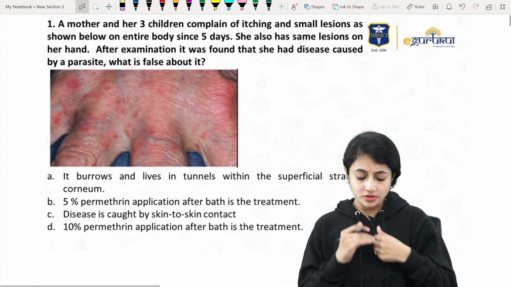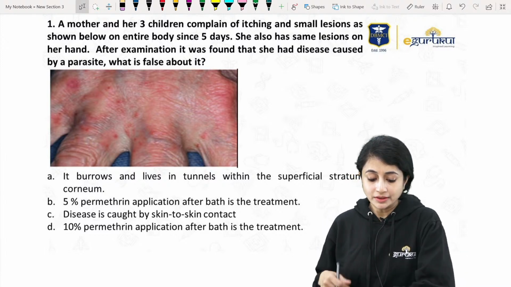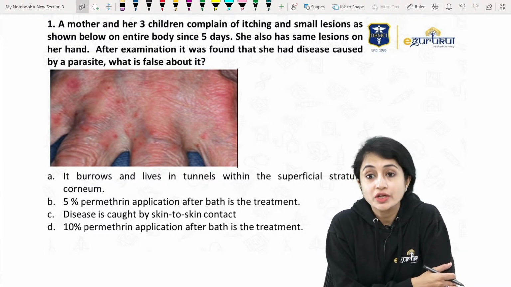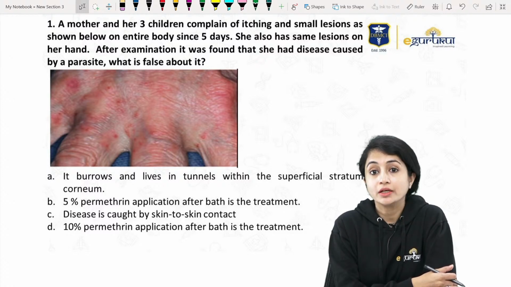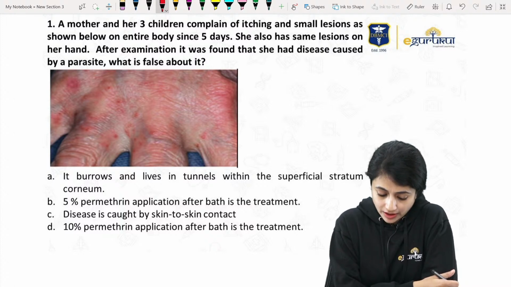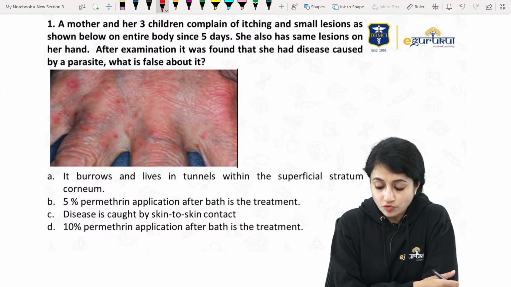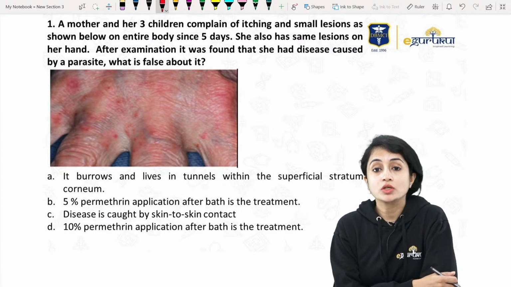So moving on to the first question. A mother and her 3 children complain of itching and small lesions as shown below on the entire body since 5 days. She also has the same lesions on her hand. After examination, it was found that she had a disease caused by a parasite. So what is false about it?